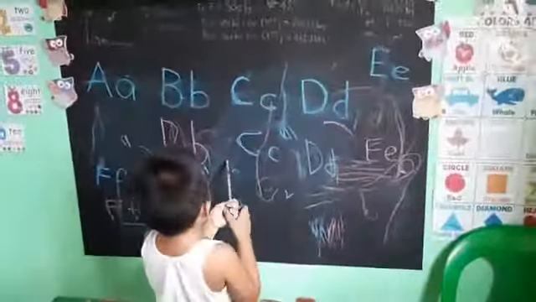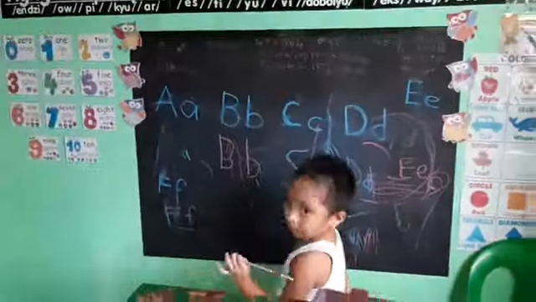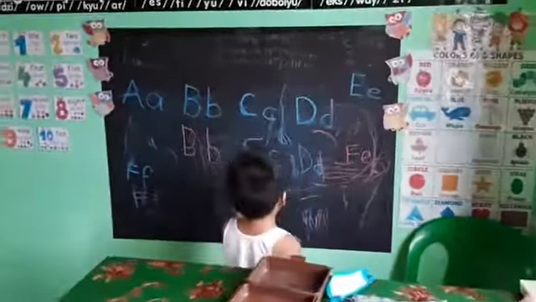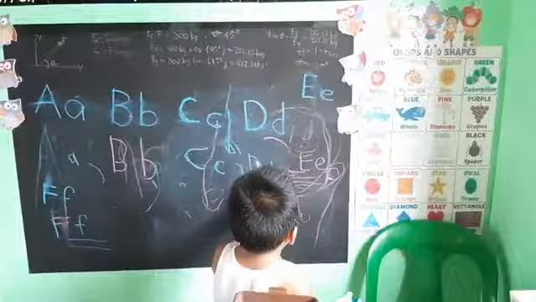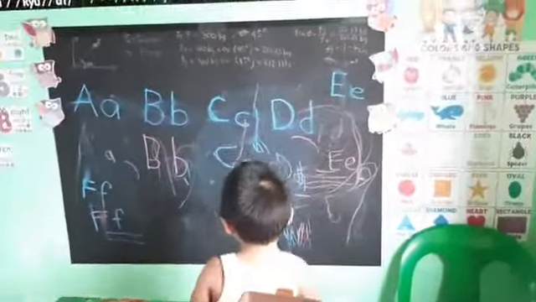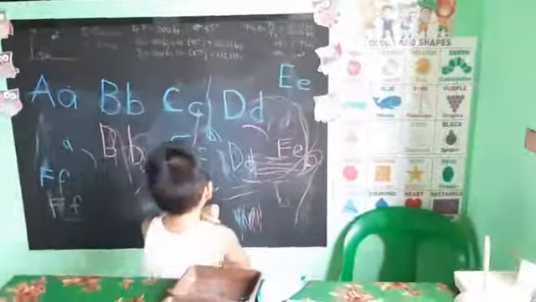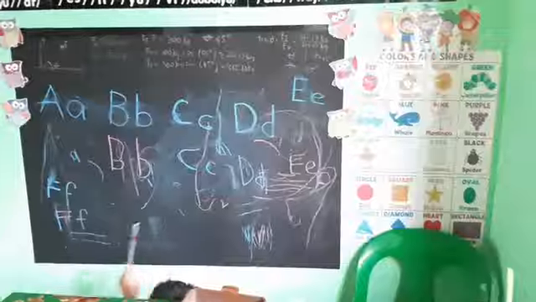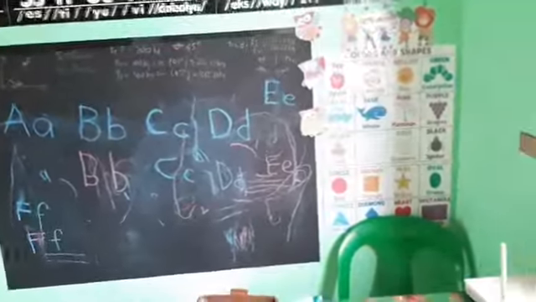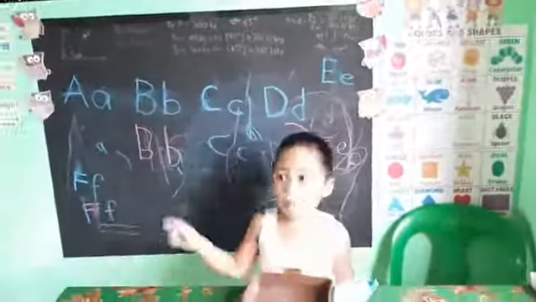Which one, teacher? What letter is this one? Letter B. That's letter B. Letter C. Letter B. Letter E. It's G. B, B, ball. K, K, cactus.